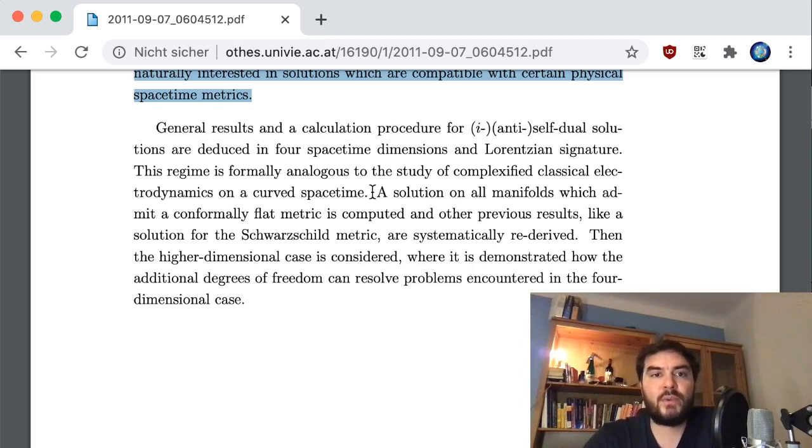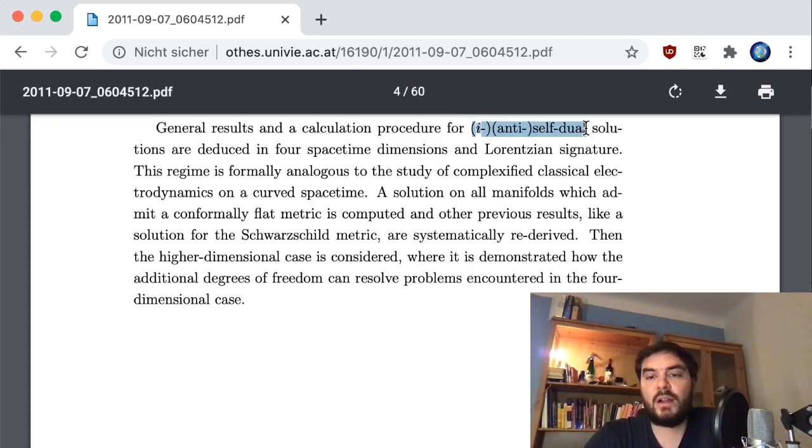And here I speak of anti-self-dual solutions, but this is actually basically what I found out, what pops out if you give a more or less natural restriction on these semi-classical limits, and then you end up with something which sort of looks like electromagnetism in the differential geometric setting, as we will see in a second. This regime is formally analogous to the study of complexified classical electrodynamics on a curved spacetime.